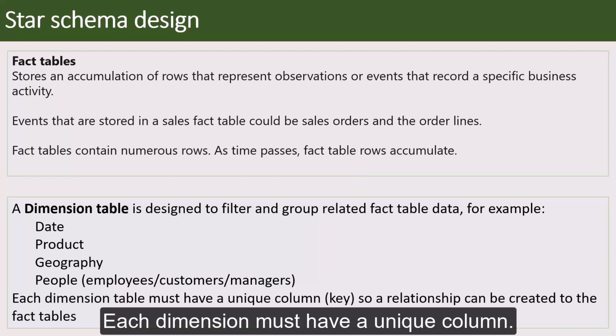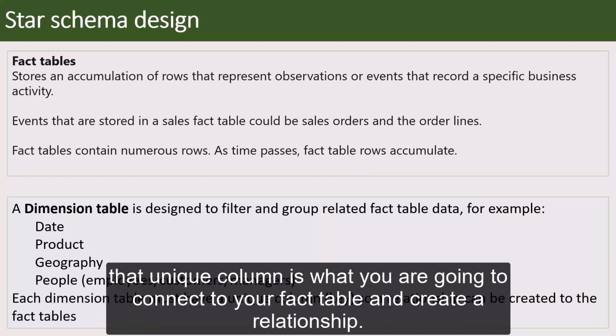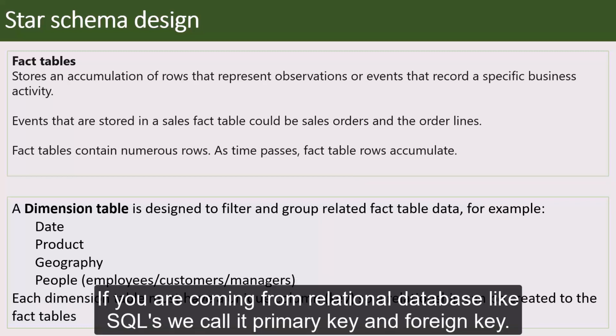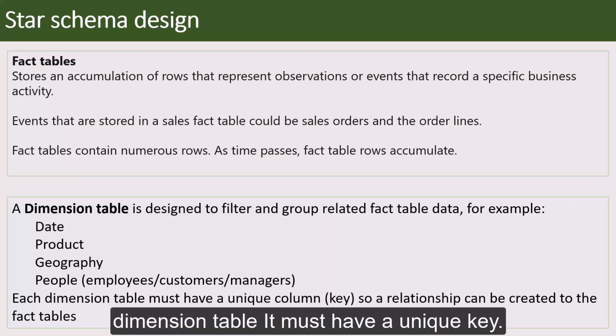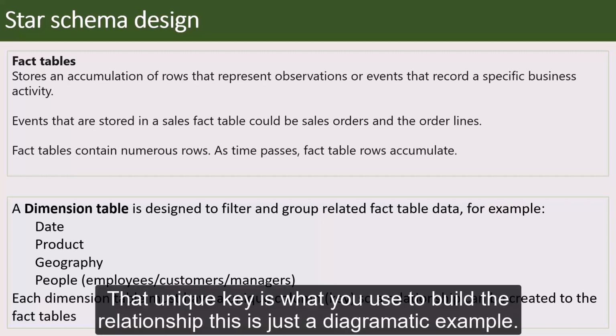Each dimension must have a unique column. That unique column is what you are going to connect to your fact table and create a relationship. If you are coming from a relational database like SQL, we call it primary key and foreign key. That is what we usually call it. But in this case, we just say a dimension table must have a unique key. That unique key is what you use to build relationships.